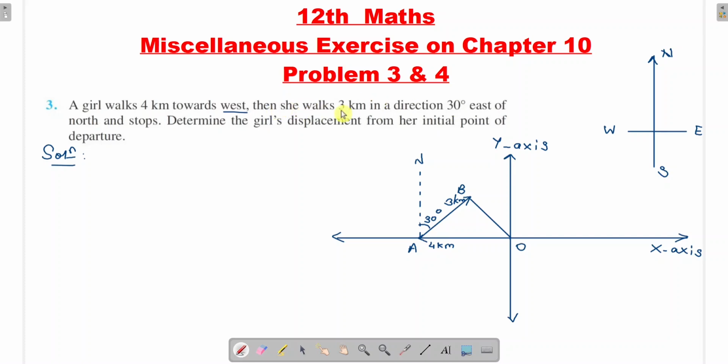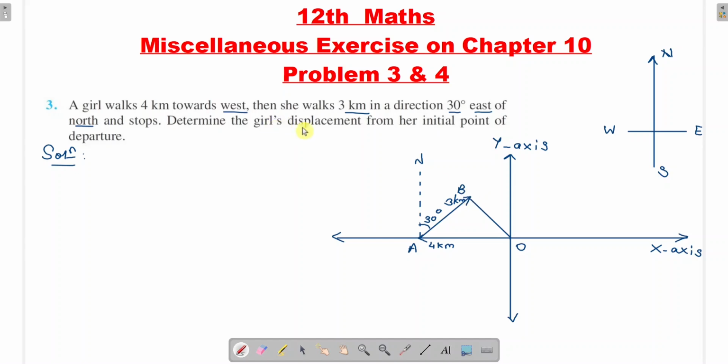Then it is given, she walks 3 km in a direction 30 degree east of north. So 30 degree east means you have to take the angle from north to east. East is here, right, on the right hand side of north. So 30 degrees towards the east, and the distance is 3 kilometers. Okay, so we will get this ray AB.